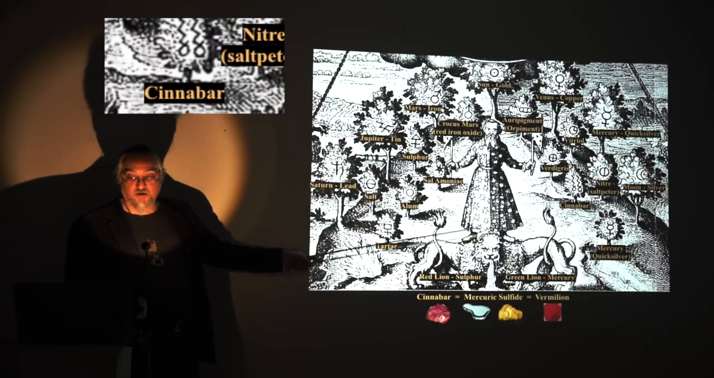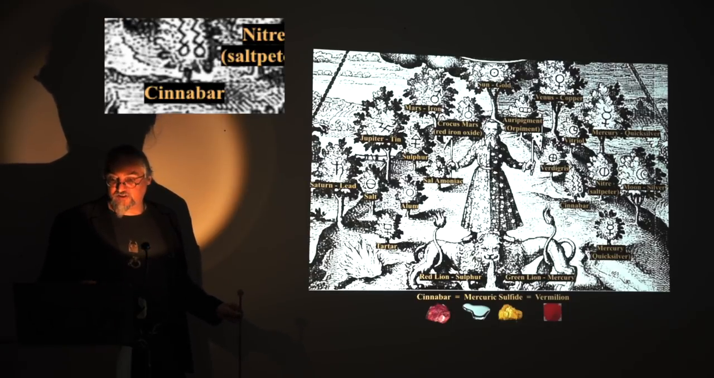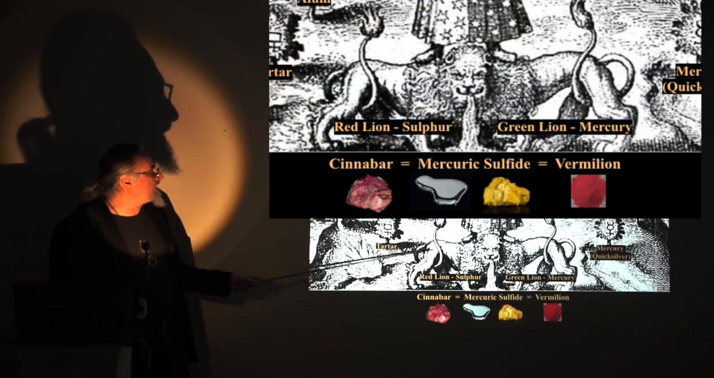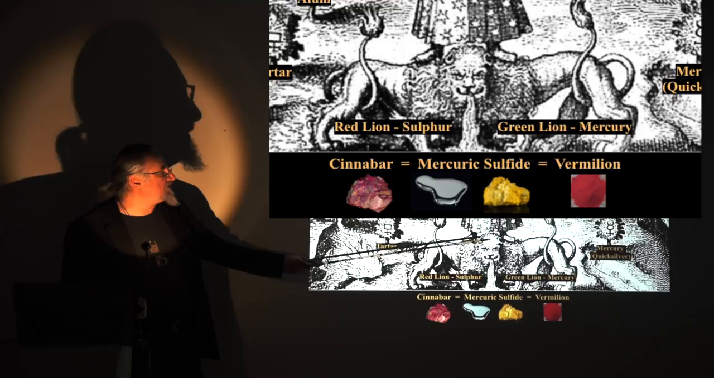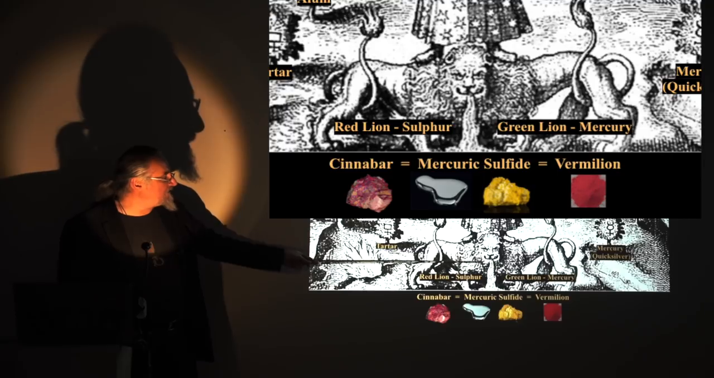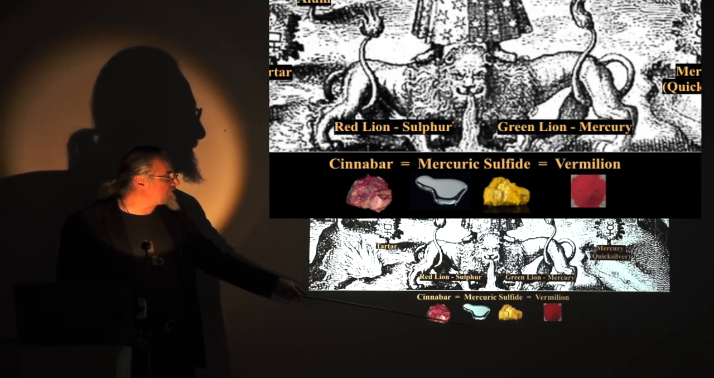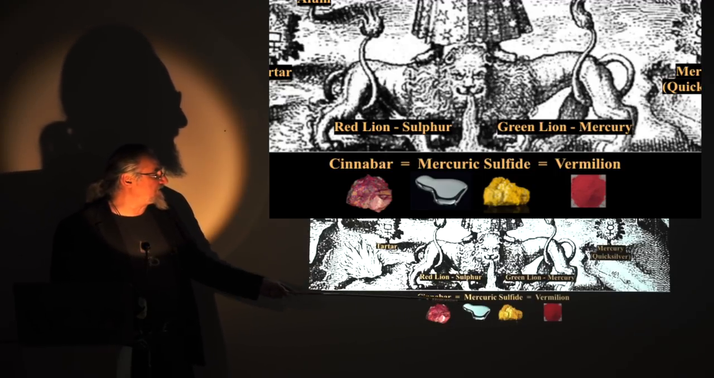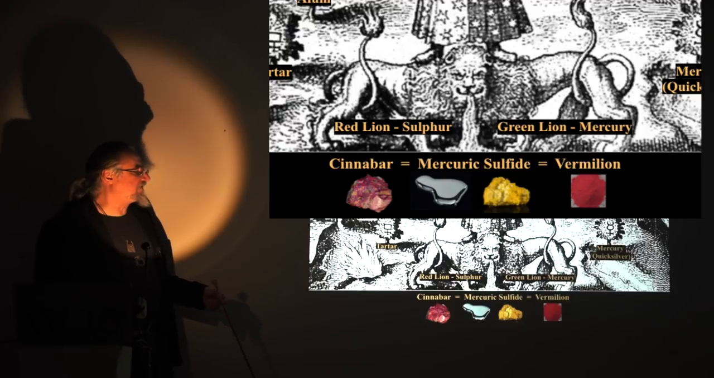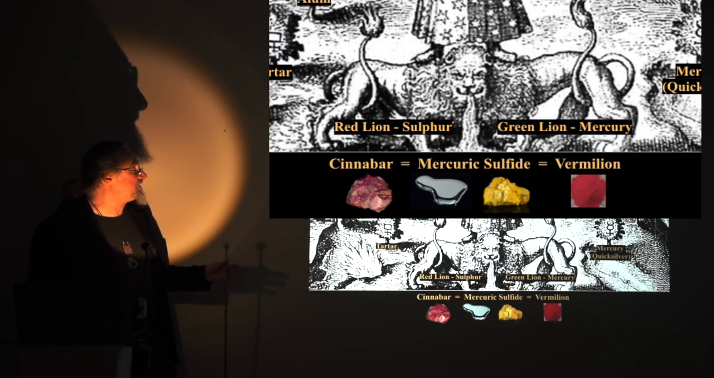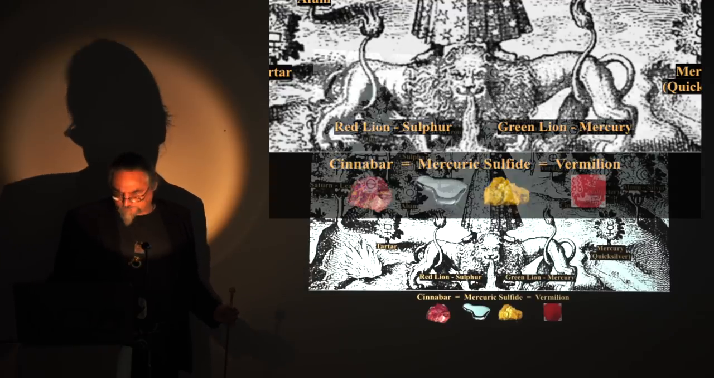Further down, cinnabar, which we've experienced as a reddish tone. And at the very bottom, you have this red lion on the left symbolizing sulfur, the green lion on the right symbolizing mercury, and these two coming together in one head and spewing forth what? Spewing forth this combination of mercury and sulfur as mercuric sulfide. And mercuric sulfide is basically the prime ingredient of cinnabar, which when it's treated becomes vermilion. So he is, in a sense, standing on the vermilion lion.